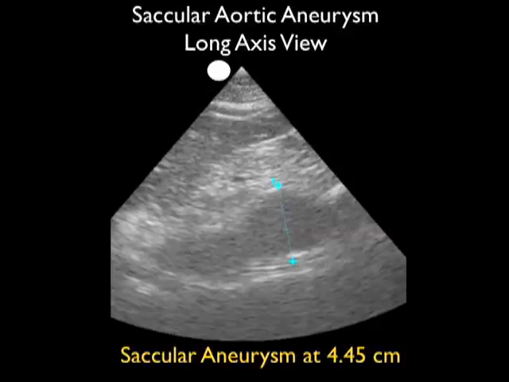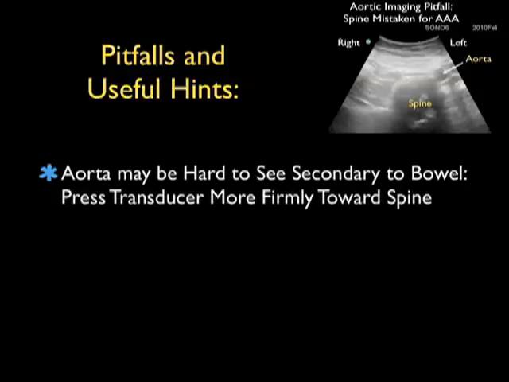As the patient was symptomatic with epigastric abdominal pain over this aneurysm, she went directly to the operating room for operative repair. Let's go over some pitfalls and useful hints for imaging of the abdominal aorta.